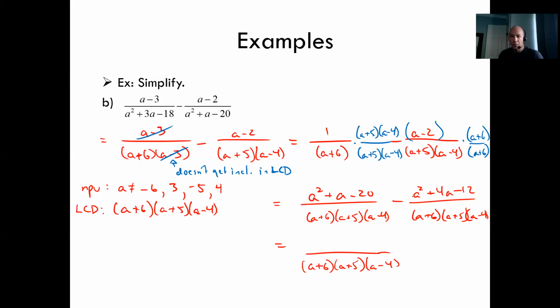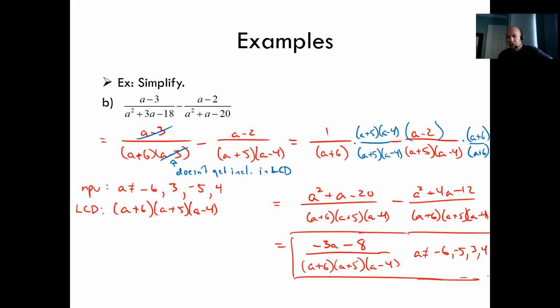So we're going to have a squared and minus a squared, so they actually cancel out. We have a minus 4a, so we get negative 3a. Then we get negative 20 minus negative 12, so that's like negative 20 plus 12, which is negative 8. This looks like it's pretty good, and maybe I'll relist the non-permissible values over here. I'll put them in the correct ascending order. And just like that, well, not just like that, because that was actually a reasonable bit of work, but there we go. We did get it done, and I'm happy with that result.